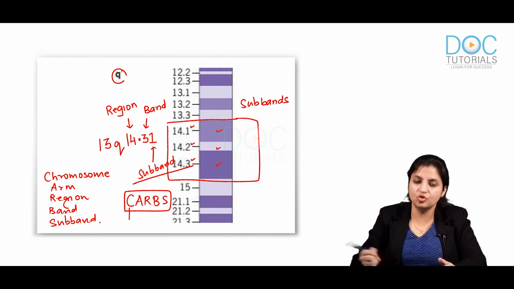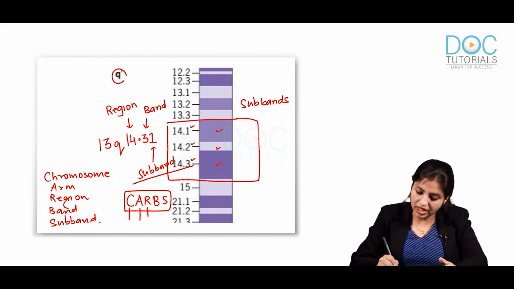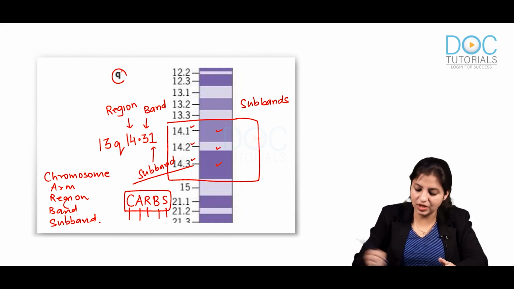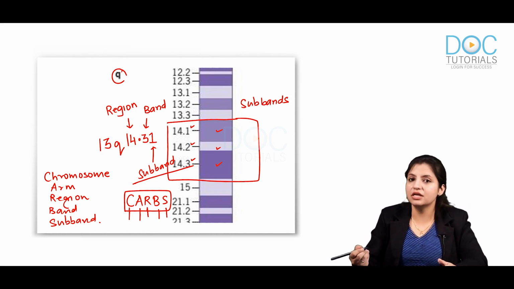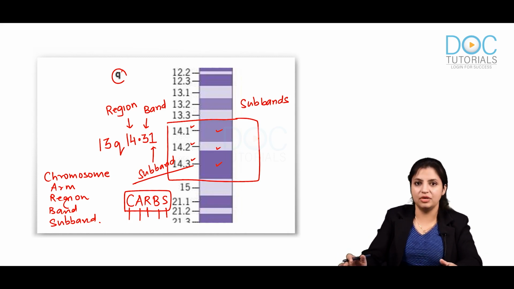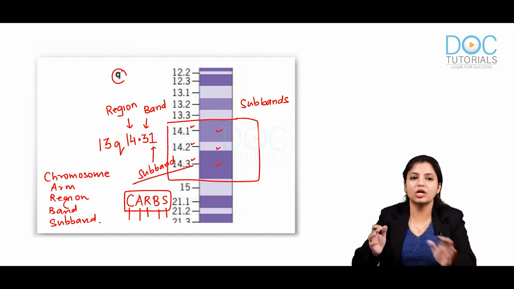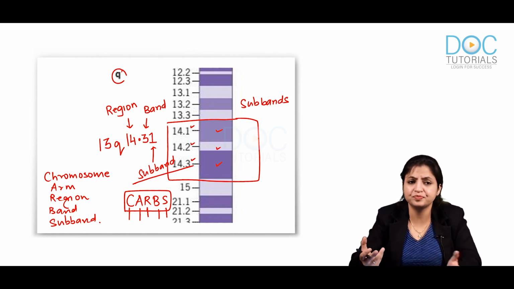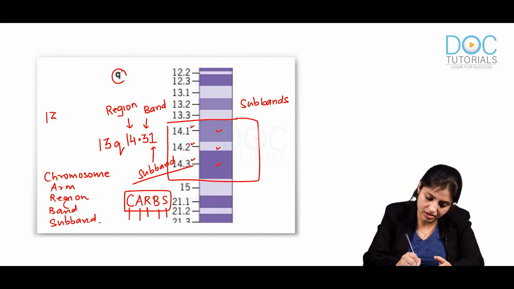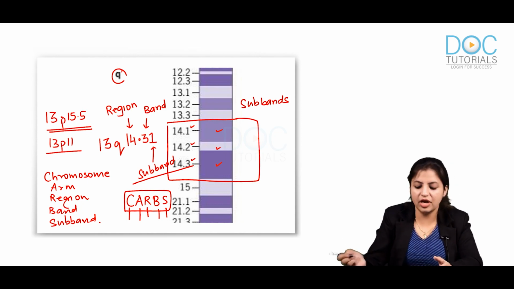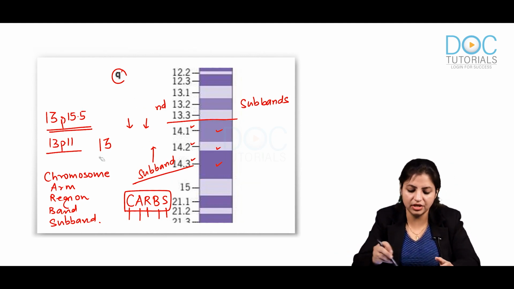You write the chromosome, the arm, the region, the band, and the sub band. That is how we write and denote the ideogram. Is everybody clear? Now I'm going to give you this. I've given you two examples, now you write. Can you identify this?